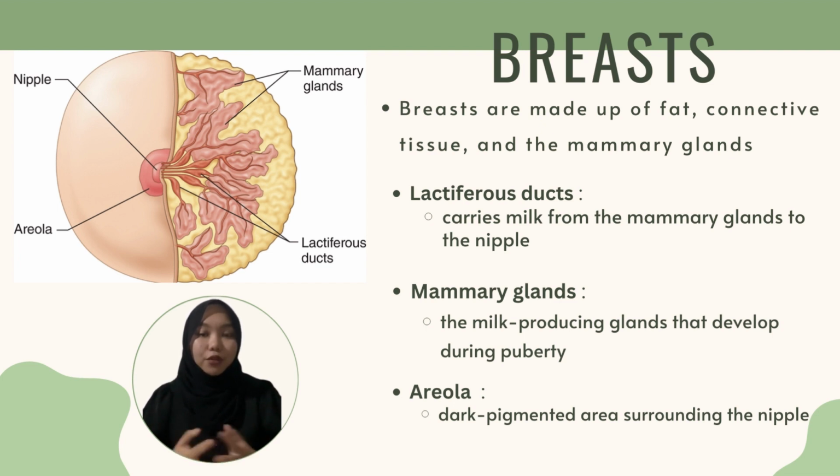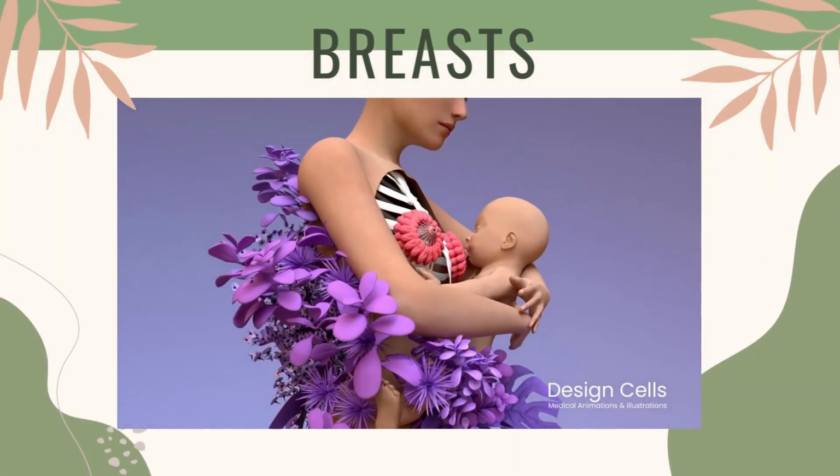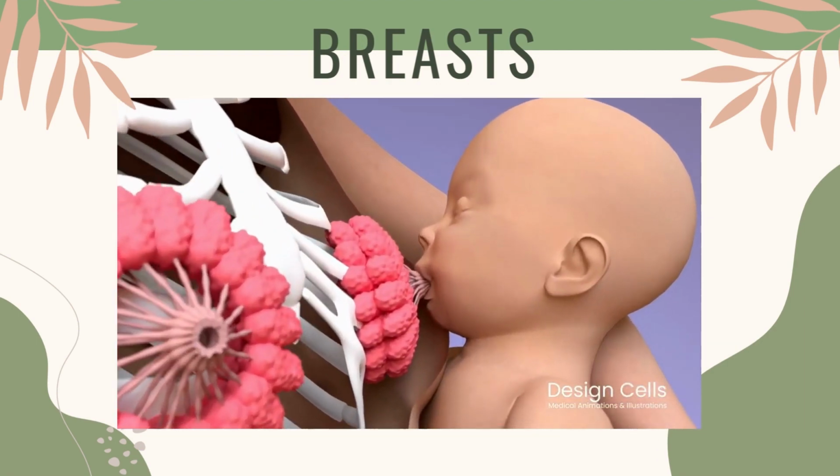Breast milk flows through the nipple, which is surrounded by the dark pigmented area known as the areola. This is the video that shows how milk is produced during the lactation process.